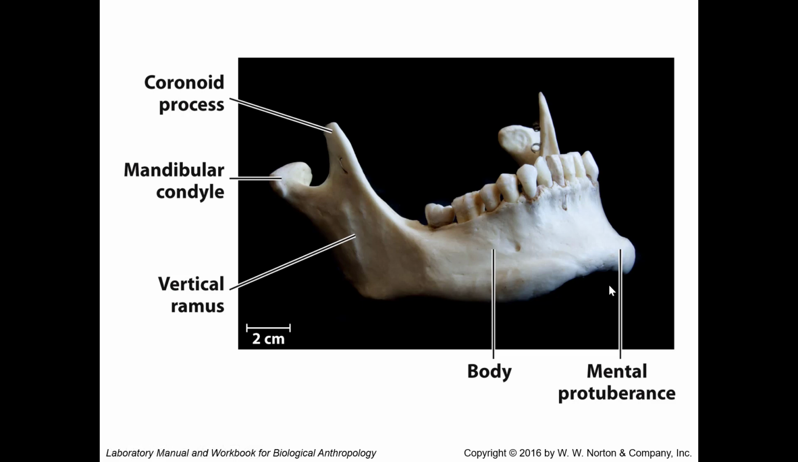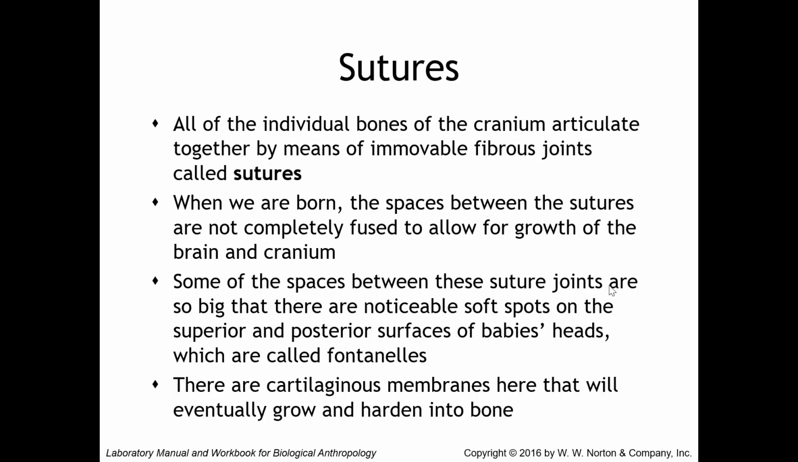So moving on from the mandible, we have to talk about the sutures. I kind of introduced them already with the image before. All of the individual bones of the cranium articulate together by means of immovable fibrous joints called sutures. When we are born, the spaces between the sutures are not completely fused, and so it allows for the growth of the brain and the cranium. You want it to be flexible so that our brain can grow. Some of the spaces between these suture joints are so big that there are noticeable soft spots on the superior and posterior surfaces of a baby's head.